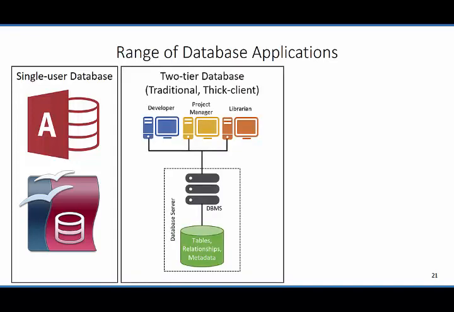There's a two-tier database, which is the traditional thick client, which means that the client has a lot of the applications and most of the data is just offloaded onto the database server. And so we interact with the database management system in order to receive the data from the tables and view the relationships or interact with the database itself.